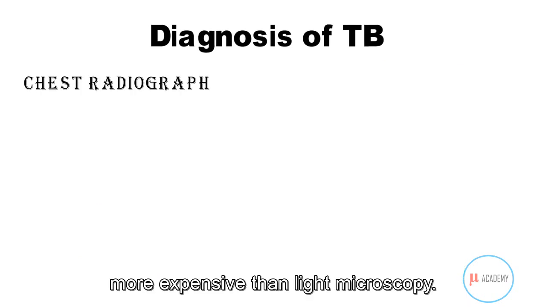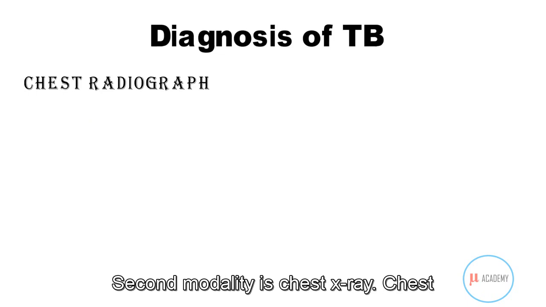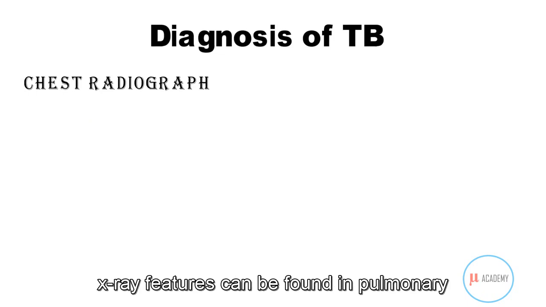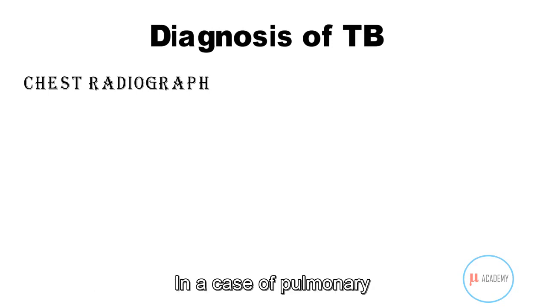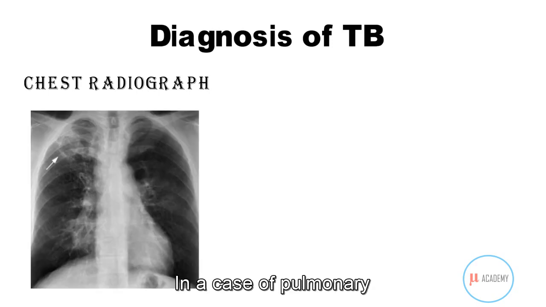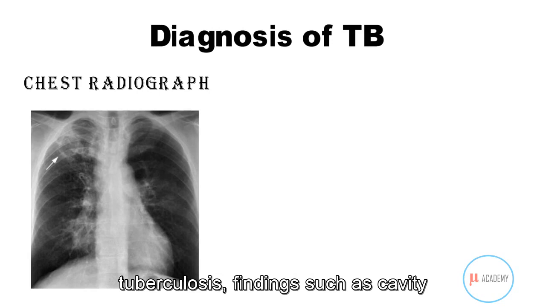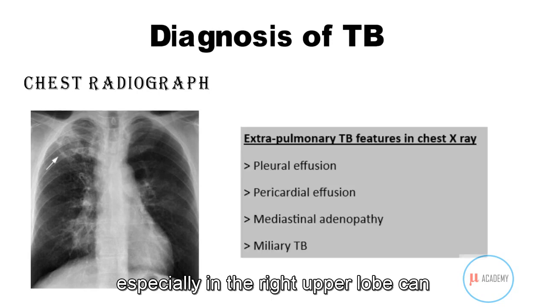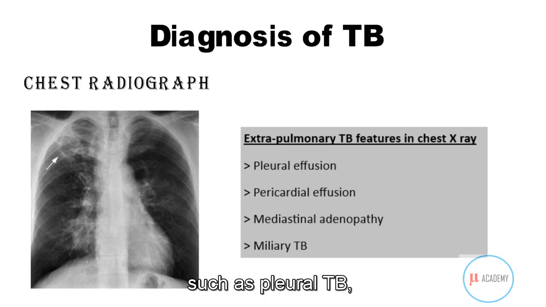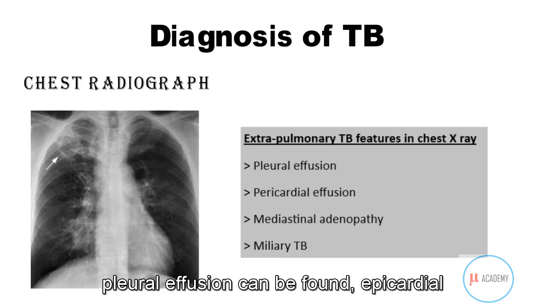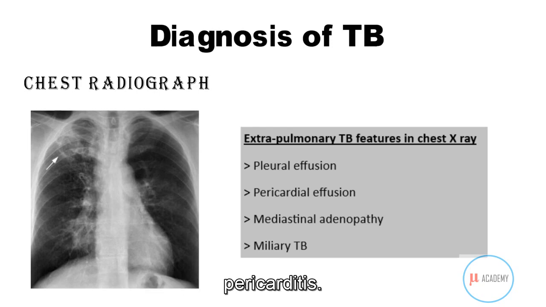The second modality is chest X-ray. Chest X-ray features can be found in pulmonary tuberculosis as well as extrapulmonary tuberculosis. In the case of pulmonary tuberculosis, findings such as a cavity, especially in the right upper lobe, can be found. In cases of extrapulmonary tuberculosis such as pleural TB, pleural effusion can be found. Pericardial effusion can be found in TB pericarditis. So not just pulmonary tuberculosis, X-ray can also help diagnose extrapulmonary tuberculosis.